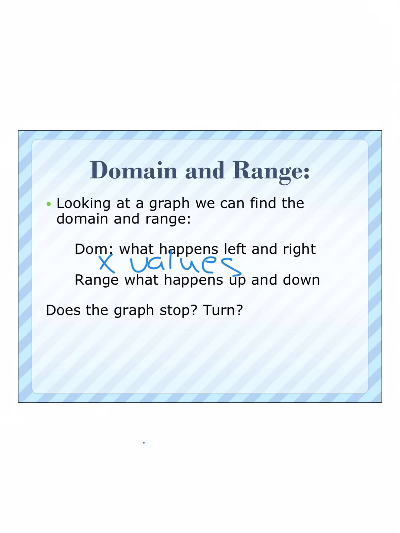And then our range is what happens as we go up and down. So instead of x values, we're going to call that our y values. What we're trying to figure out is, does the graph stop? Does it turn? Does it have any kind of behavior that would restrict our x or y values? Once you know what that is, we can write down the actual possible x, y values, which will describe our domain and range. Let's look at a couple examples.